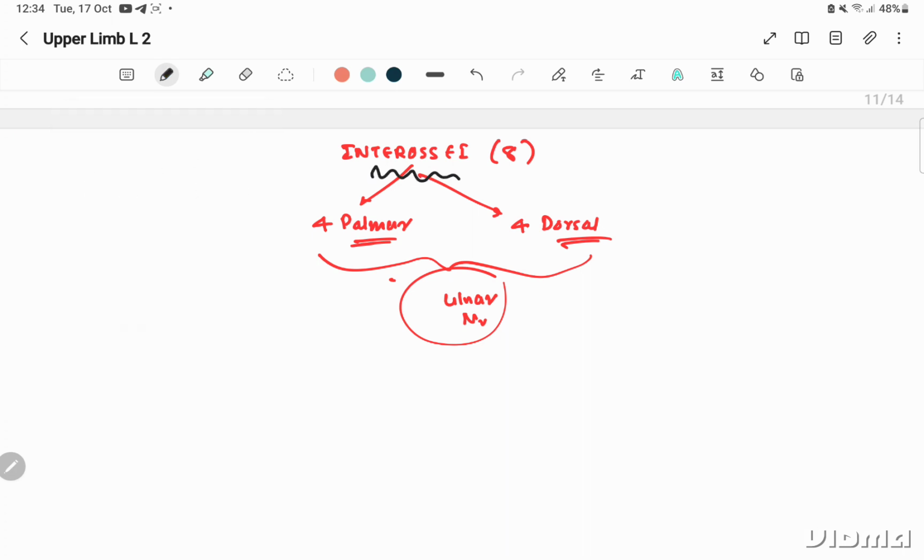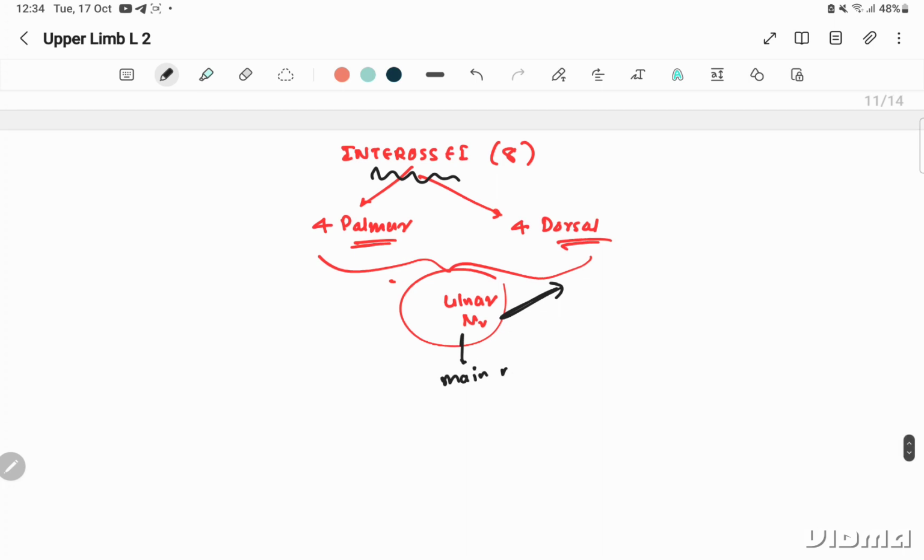Interossi are generally used in the finer movements, like if you are playing the keyboard or the piano. So the ulnar nerve, for the same reason, is the main nerve of the hand. Ulnar nerve is the main nerve of the hand. So the ulnar nerve is also known as the musician's nerve because it helps in the fine movements.